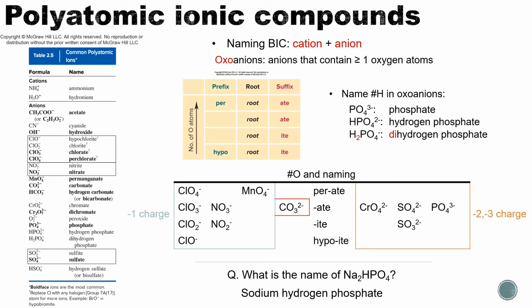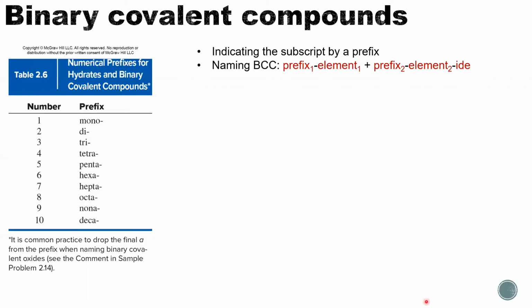Now, we've talked about many ionic compounds. Let's move on to covalent compounds, starting with binary covalent compounds. The naming of covalent compounds is a little more involved than naming ionic compounds because we need to indicate the number of subscripts. So naming a binary covalent compound is prefix 1, element 1, prefix 2, element 2, ending in ide. Many steps here, but literally you just need to identify how many atoms of each element are in the binary covalent compound, and it ends in ide.